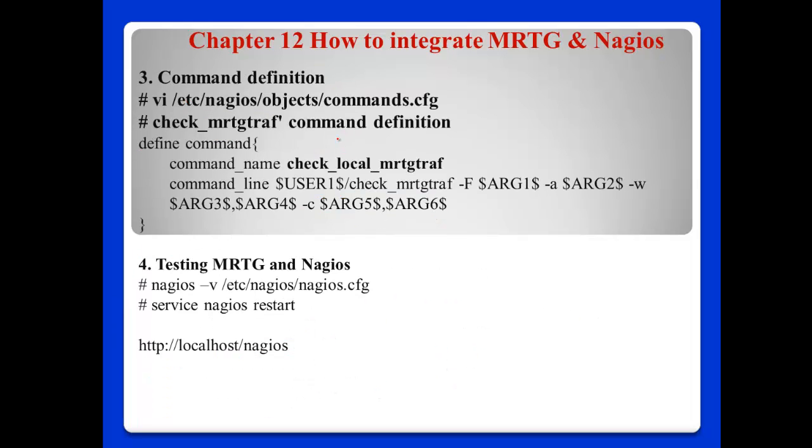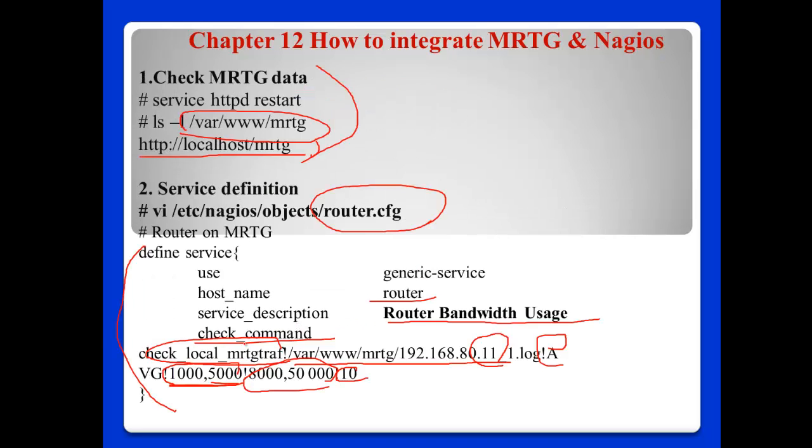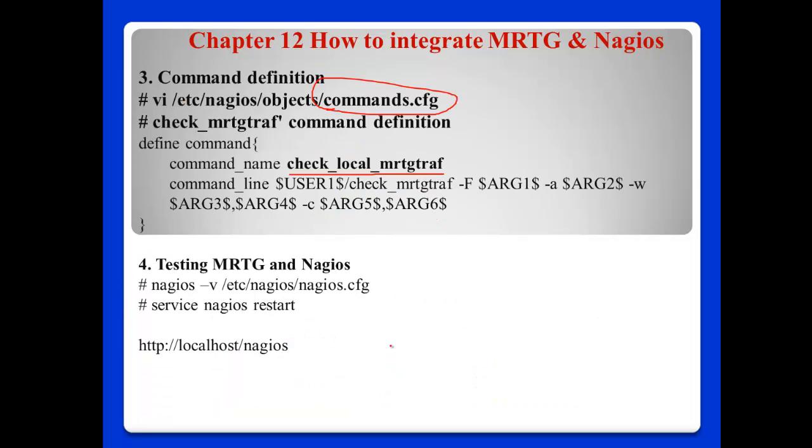And after that, we have to define the command in this file, commands.cfg. So here, the command name will be check_local_mrtg. Okay, and after that, this command will be like this. The first argument will be the log file. The second argument will be the average. The third and fourth will be the warning message range. And arguments 5 and 6 will be the range of the critical message.